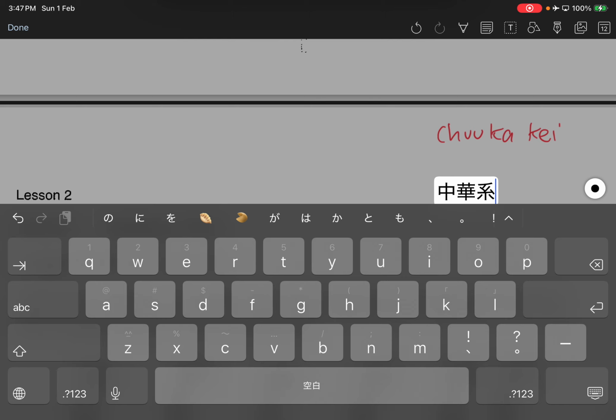Right? Chinese, this means Chinese race. Our race is this one. So 中華. Yeah, but we are not Chinese. We are overseas Chinese. So this is pronounced as 中華系. Yeah, W, long U sound.